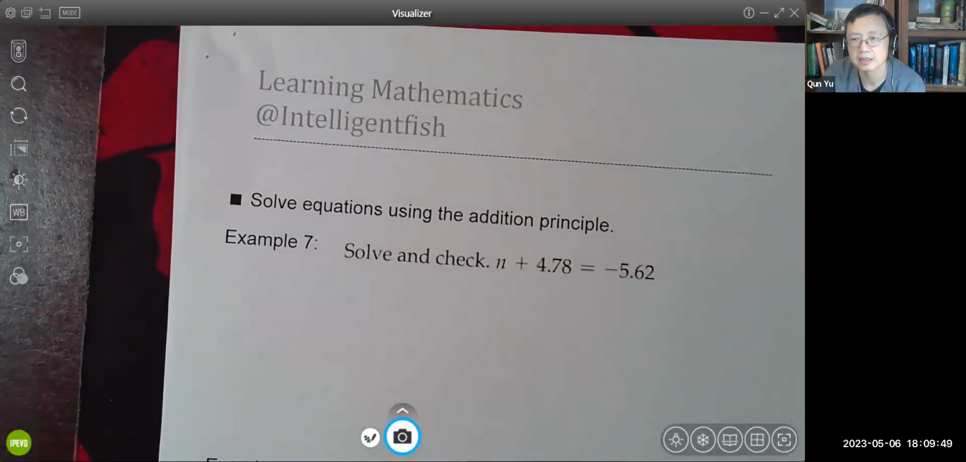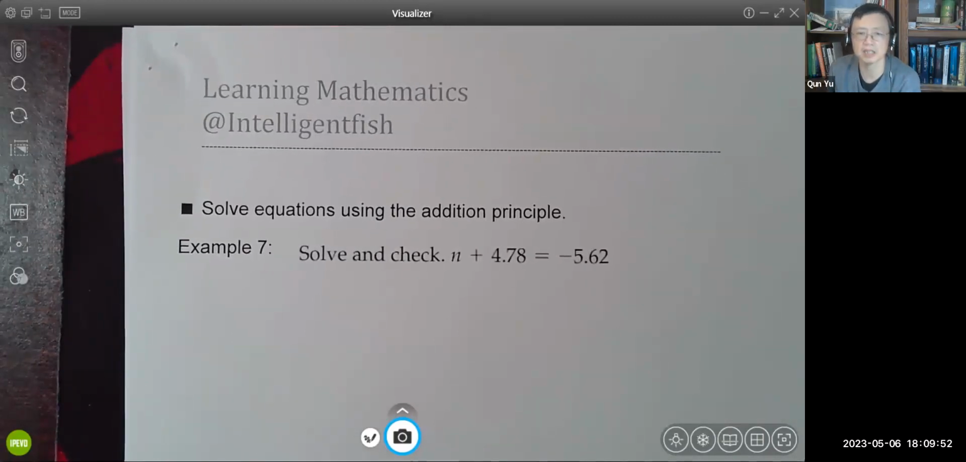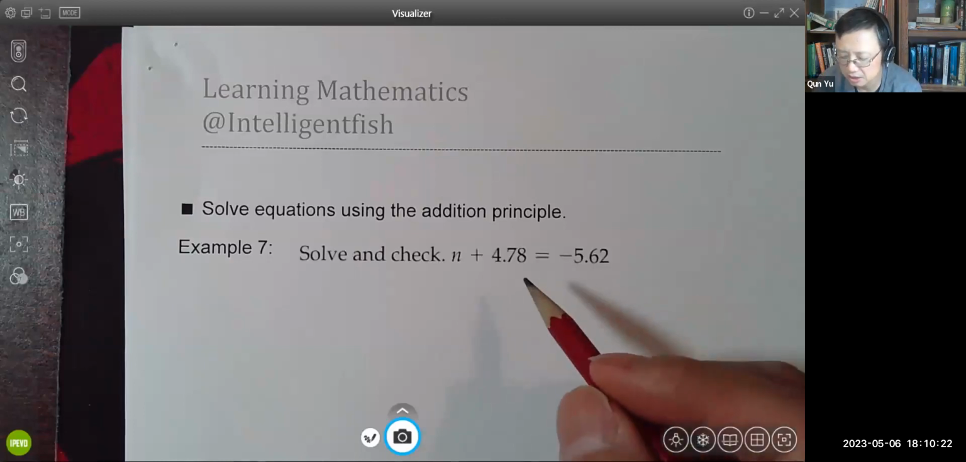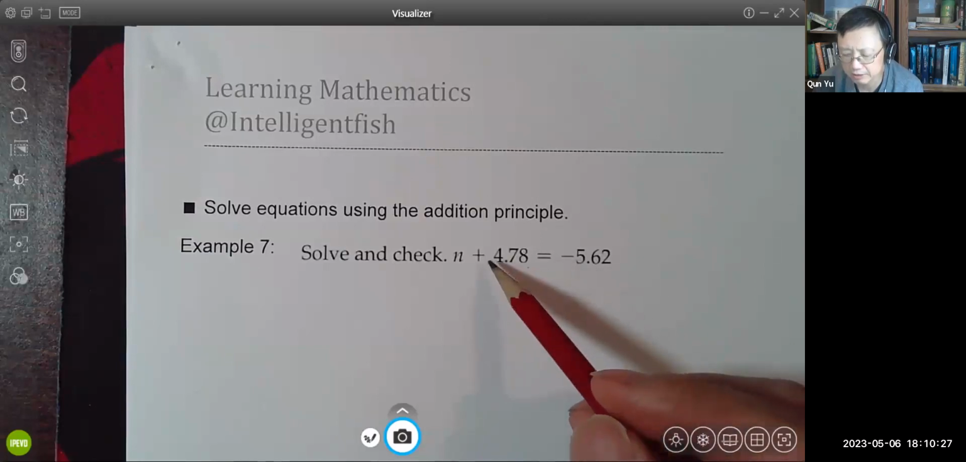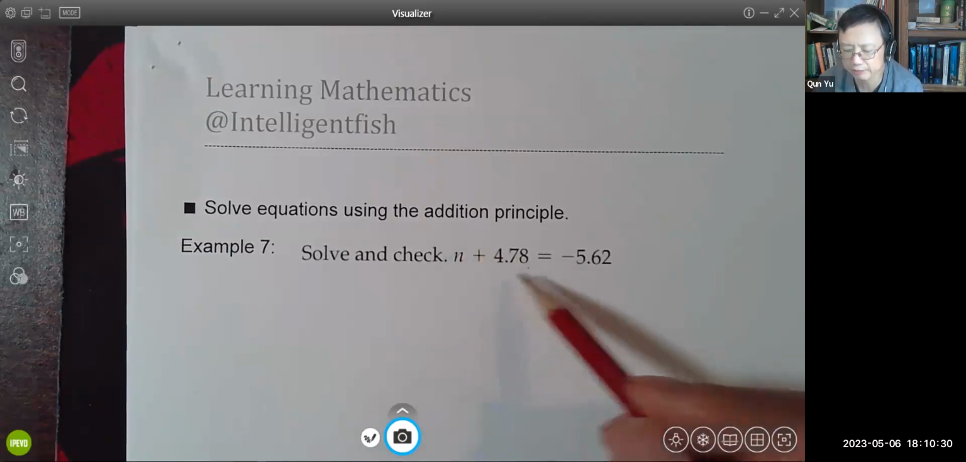Now, next learning objective, we're going to solve some equations. This one is an example using the addition principle. So the general principle, no matter how many different ones we have, is that when you solve an equation, you want to have that variable on one side by itself in the end. And the other side is a number. We call it the answer, right? That's our general direction. So in other words, we don't want this 4.78 on the left-hand side with n. We want to get rid of it.